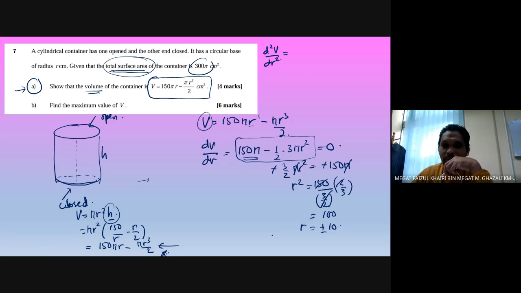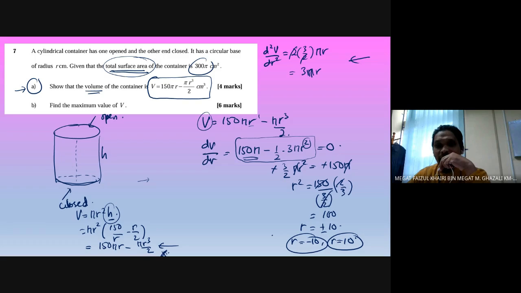Differentiate 3 over 2. Okay, we got, let's say 2 here. 2 times 3 over 2 pi r, 2 minus 1 equal to 1. So it is 3 pi r. Now, r equal to negative 10 and r equal to 10. For these two values, we are going to substitute into the second derivative and find out which of these gives you the answer negative, which is less than 0, with the conclusion of maximum, and that value of r, we're going to substitute into V here to find the maximum value of V.